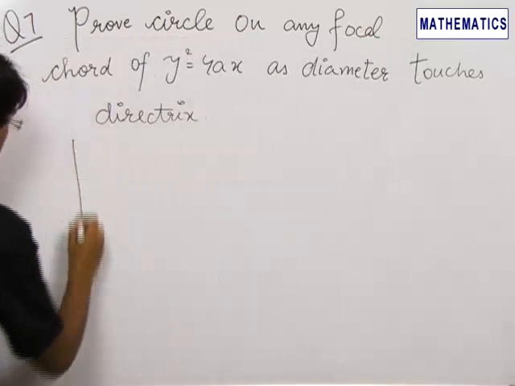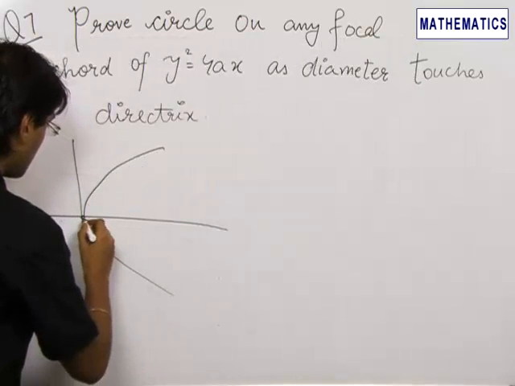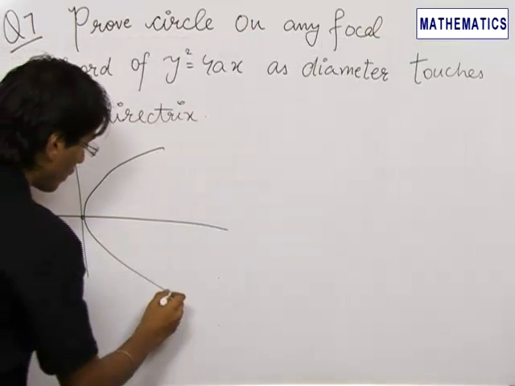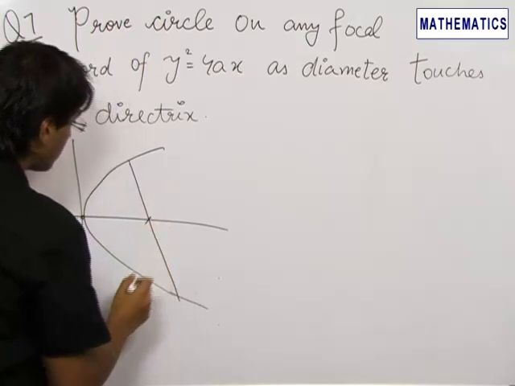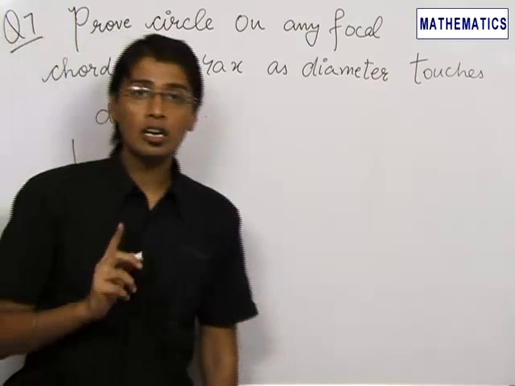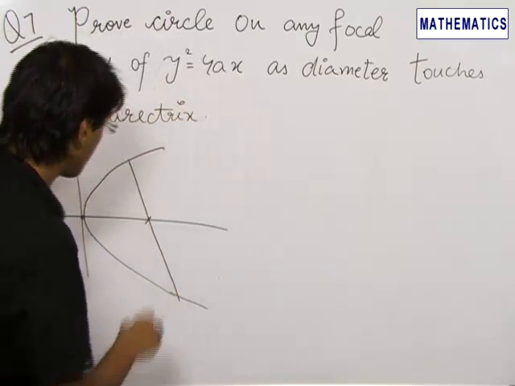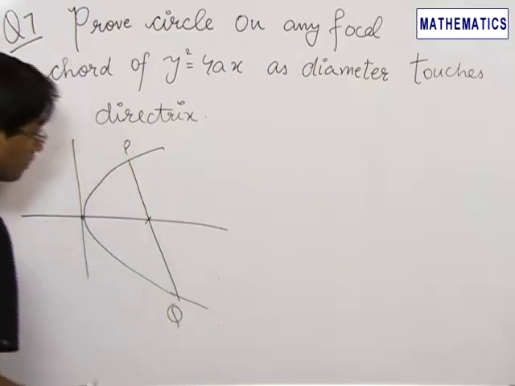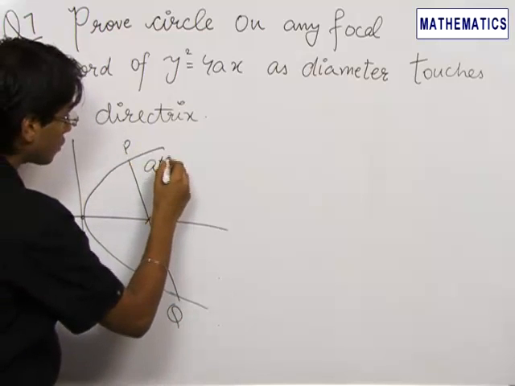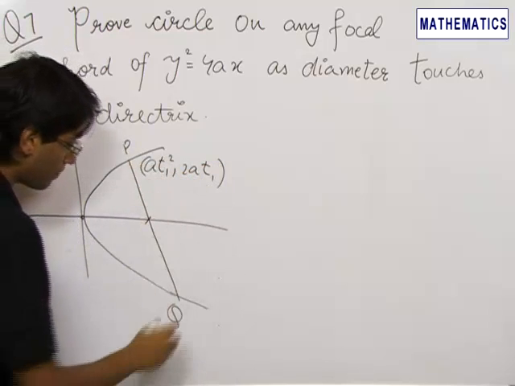Now first of all, make the figure. Let's say this is the parabola y square is equal to 4ax. This is any focal chord. Mind you, a focal chord is a chord of the parabola which passes through the focus of the parabola. Let's say this is a point P, this is a point Q, this is at1 square comma 2at1, which is any general point lying on the parabola.